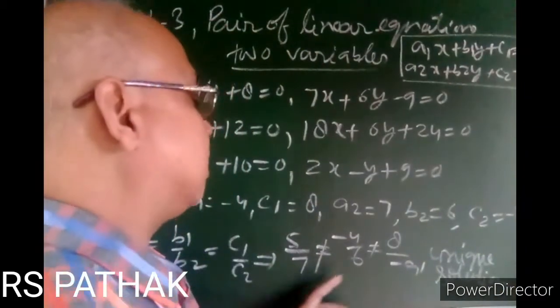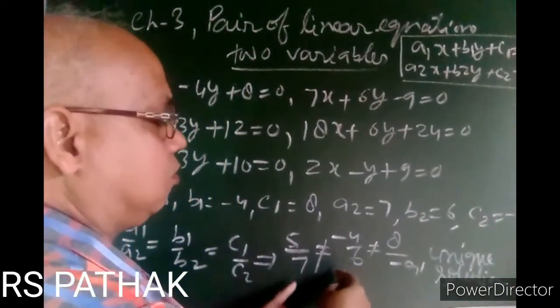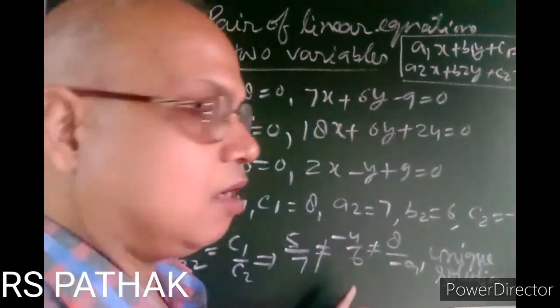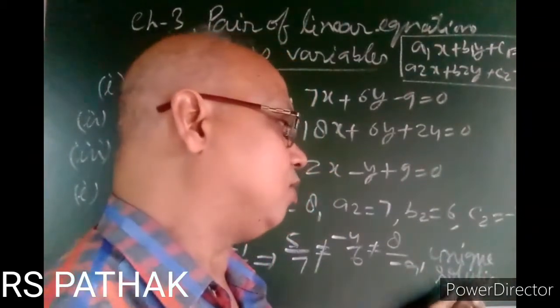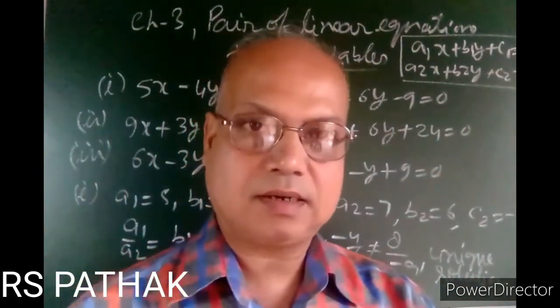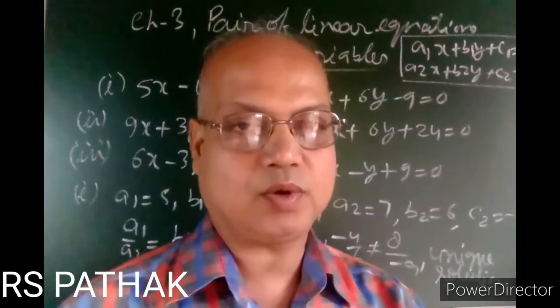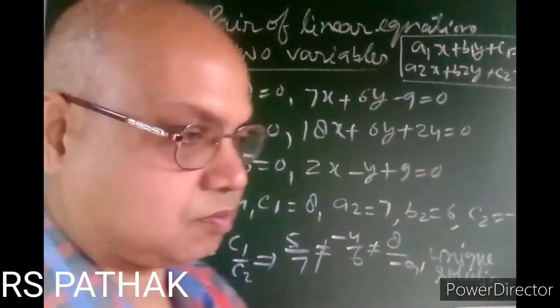Clear? Because these two ratios are not equal, these two equations will represent a unique solution, because these two lines will intersect at a single, unique point.